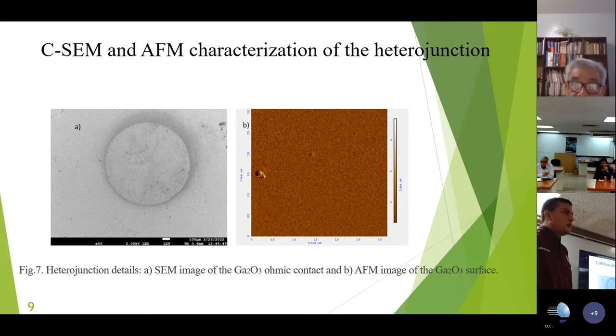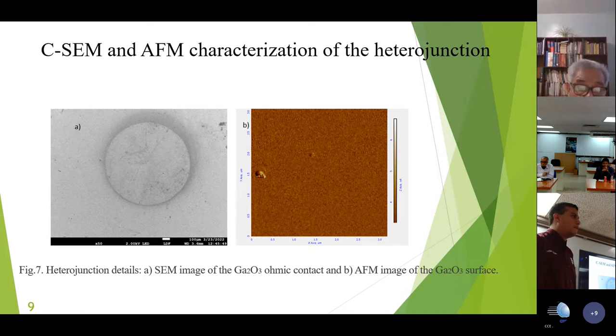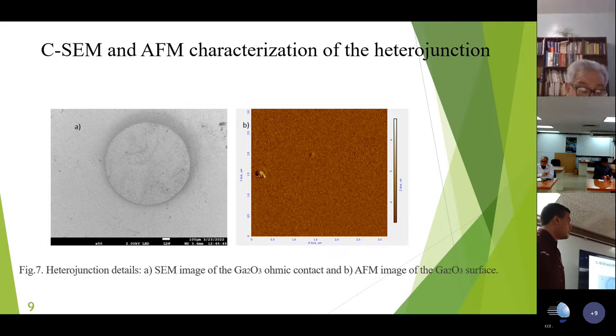For the characterization, we also did scanning electron microscopy. In this, we can see the ohmic contact of the heterojunction, and we can also see that the smooth surface is still retained. We also did atomic force microscopy. This is to corroborate that the roughness is, well, very low. Well, the value studied in this sample is indeed very low. We obtained an RMS roughness of 0.160.